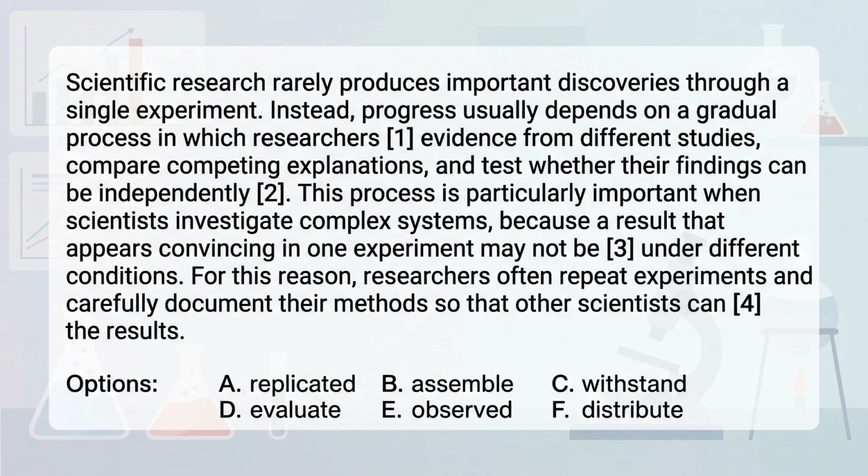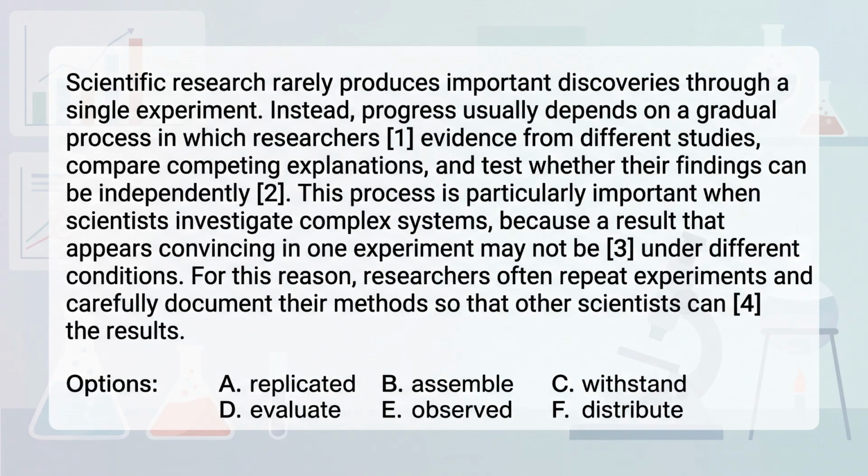We have a really clear contextual contrast happening here. Results that are convincing in one specific environment might not appear in another. So we've got withstand, observed, and distribute left. Let's apply our elimination framework purely based on the grammar immediately preceding the blank. May not be withstand. That is grammatically broken. To use that word, you'd have to say may not withstand, completely dropping the be. That instantly leaves us with observed. A result may not be observed under different conditions. It fits the grammar perfectly and it hits that contrasting meaning right on the head. We lock it in.